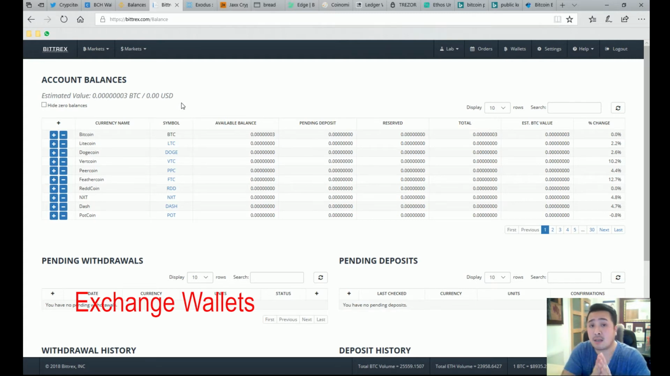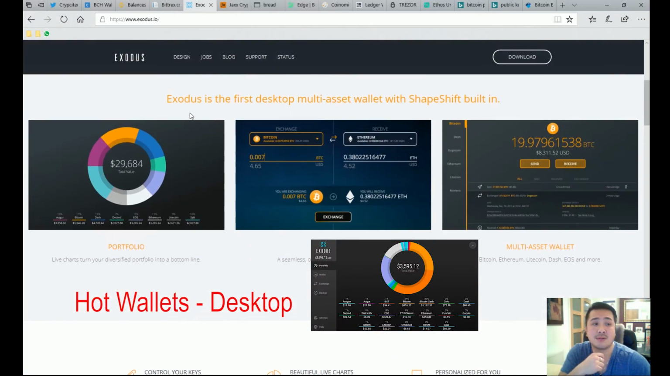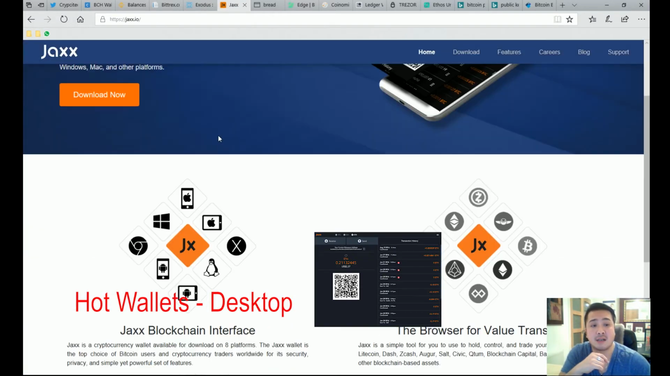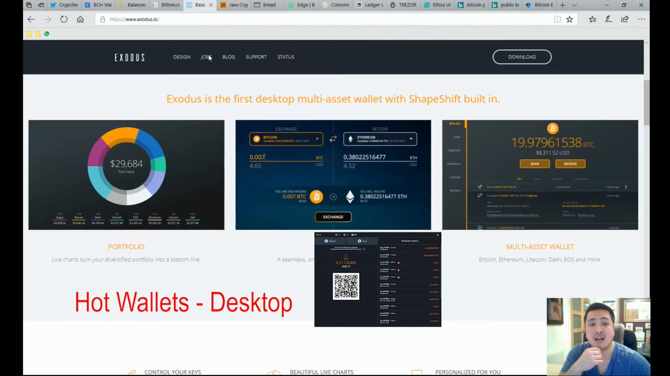So the second type of wallets I'll be talking about is hot wallets. A hot wallet is defined as anything that's online using the internet. Examples of hot wallets are desktop wallets such as Exodus, which is what I use, great wallet, and Jaxx, which I've also used. Obviously, Exodus and Jaxx support quite a lot of cryptocurrencies, quite a lot of assets between them both.